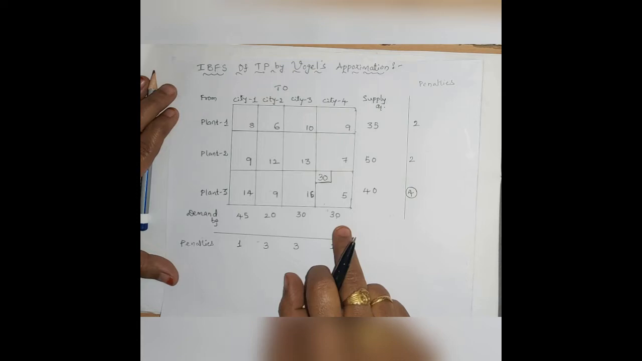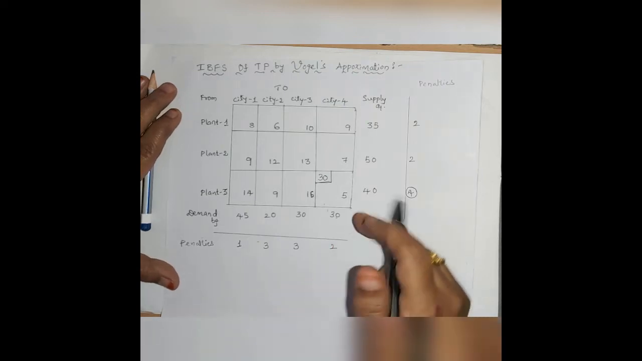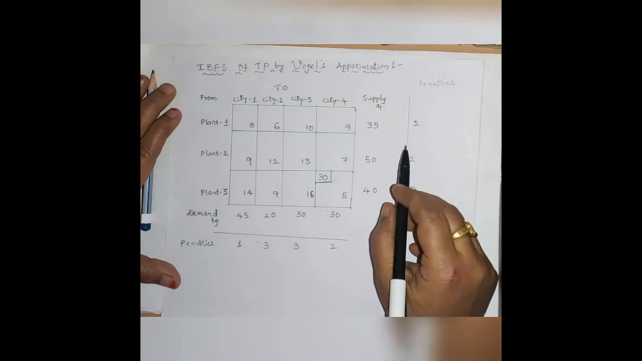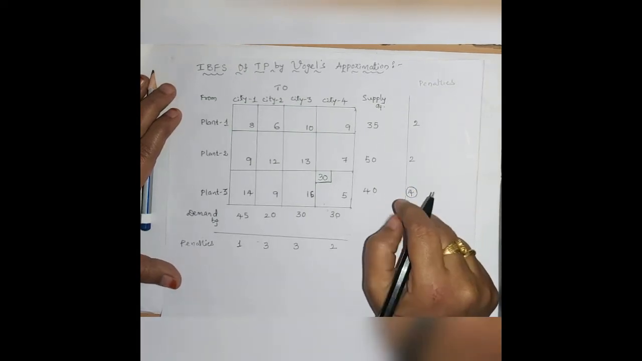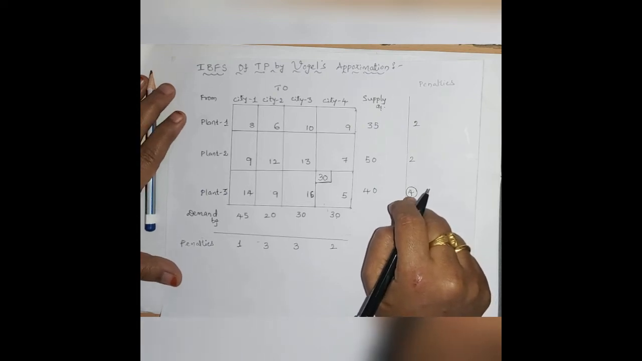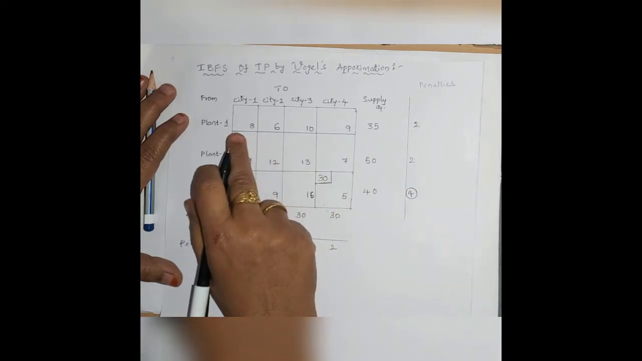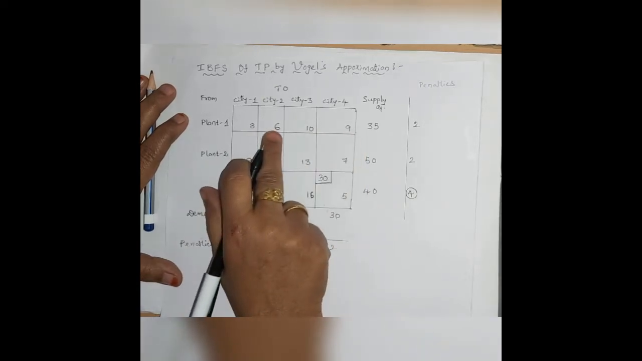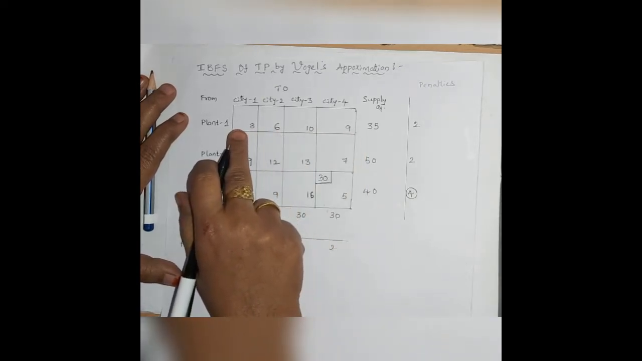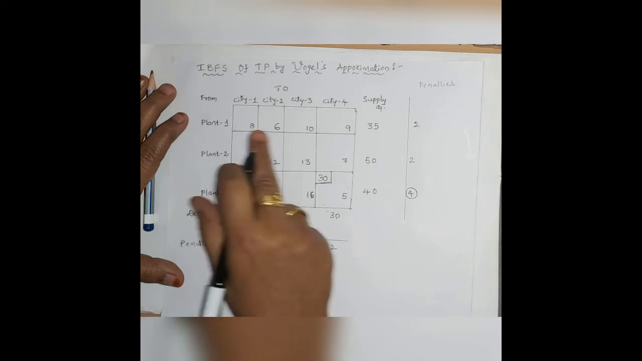Now, let us learn Vogel's approximation method to obtain the IBFS for the transportation problem. First, according to the method, you need to obtain the penalties for each row and each column. The penalties are obtained by taking the difference of the minimum and the next to minimum cost for each of the rows and columns. For the first row, the minimum cost is 6 and the next to minimum cost is 8, and the difference between these is 2.